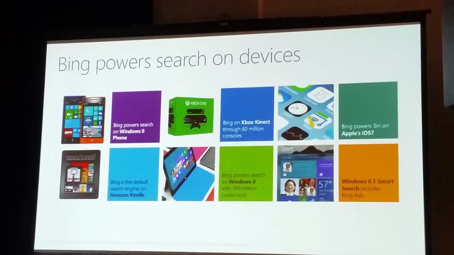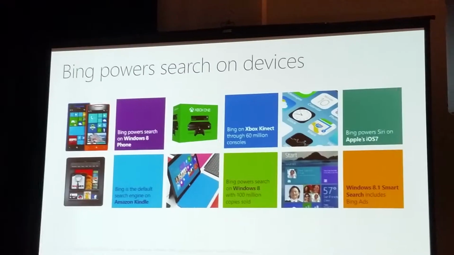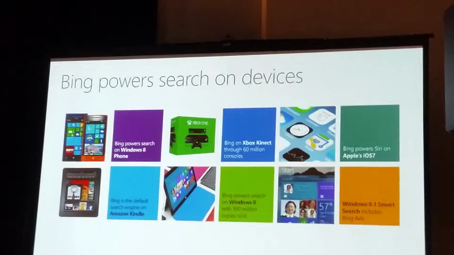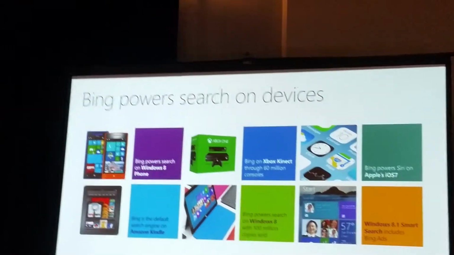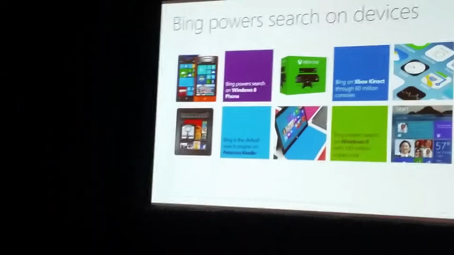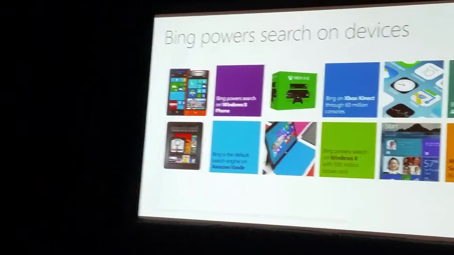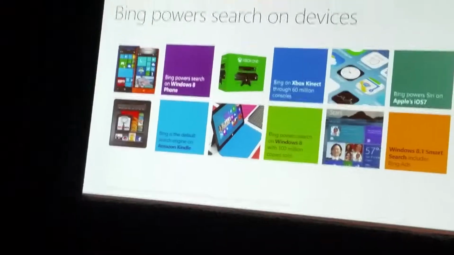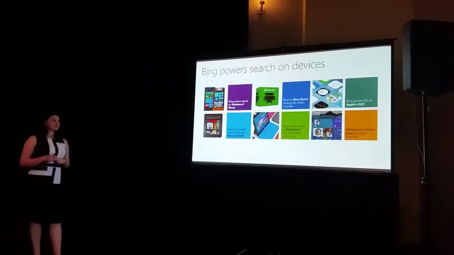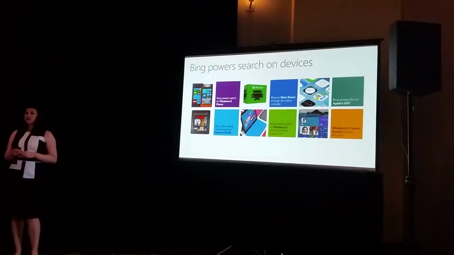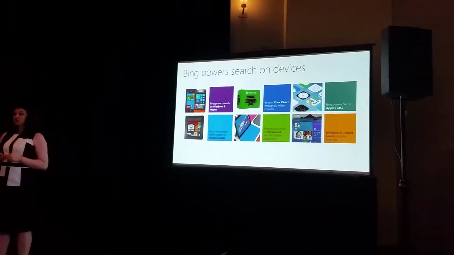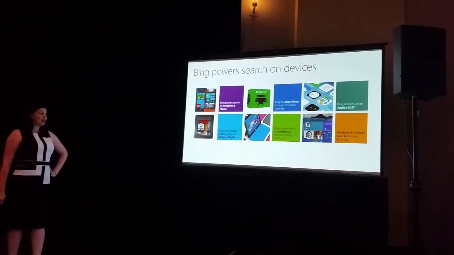So we, of course, power search on Windows 8 Phone. Has anyone gone to any of the Cortana demos, or seen any of that so far at WC? Okay, 1, 2. If you haven't had a chance to check that out yet, please do so at the Microsoft Central Expo floor. It's kind of our new Siri. I guess you could say it's phenomenal, and they do a great job with the demos. But in addition to Windows 8 Phone, we're also the default search engine on Amazon Kindle. For those of you who've heard the announcement about the new Amazon phone, we're also the default search provider on there.